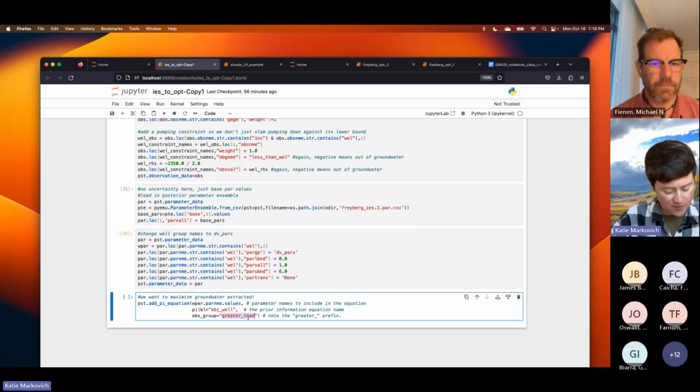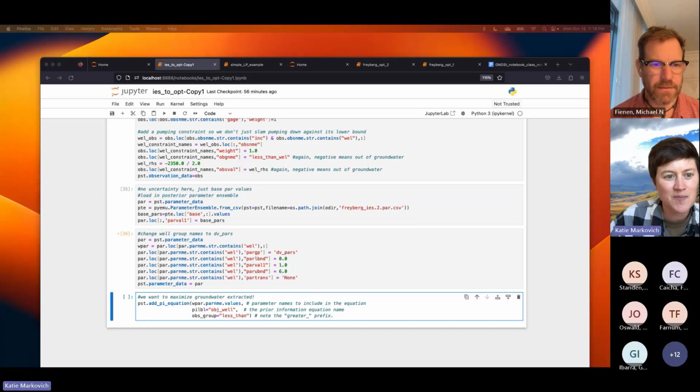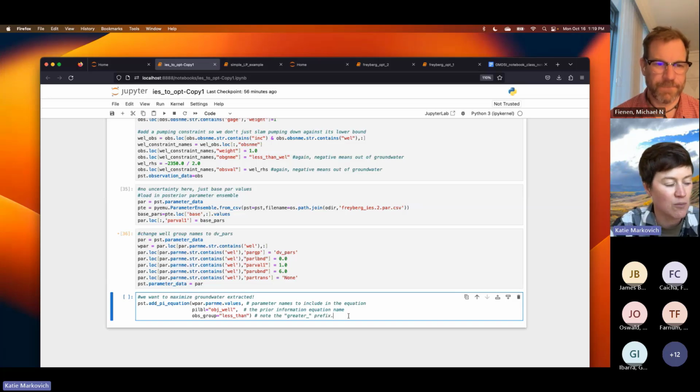actually, it should be less than, right? Because it's negative. Yes, because negative. Yeah, sorry. This is the thing: you always need to think about things in terms of the model directionality, right? More pumping is actually a more negative number. So we actually want to do less than for the objective function group.